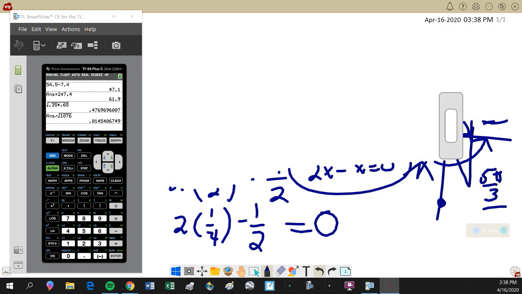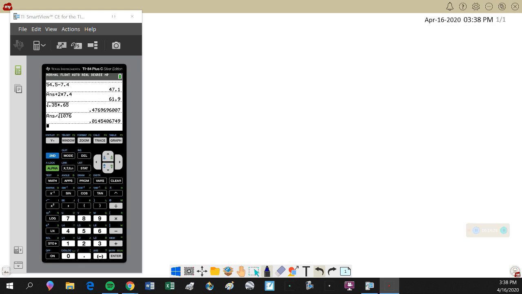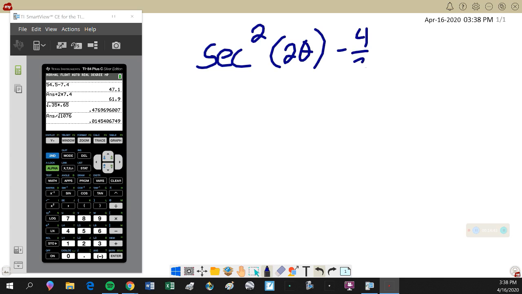There was one more. Number 39. So the secant squared of 2 theta minus 4/3 equals 0. That one looks kind of complicated. So let me take a look at the reference sheet. I didn't do this beforehand, so maybe I'll fall on my face.